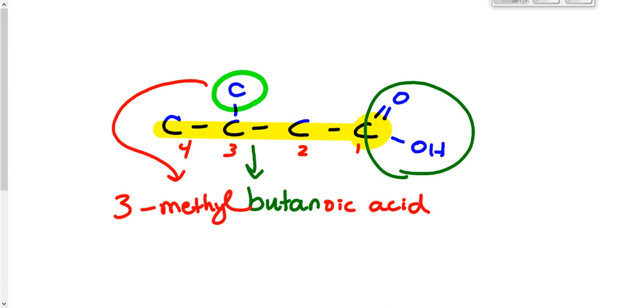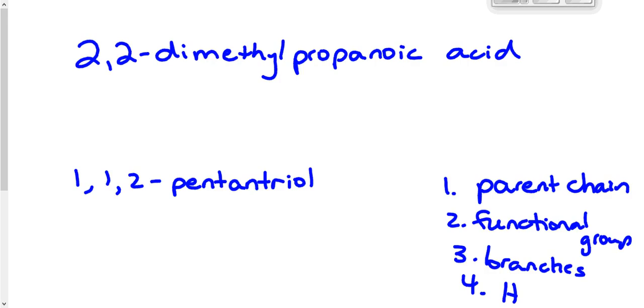How do I draw different compounds that include a functional group? Let's do a couple of examples. Whenever we have to draw organic molecules, we follow the following 4 steps. 1, draw the parent chain. 2, insert the functional group. 3, add any branches. 4, add hydrogens as needed in the direction and at the placements that are indicated.